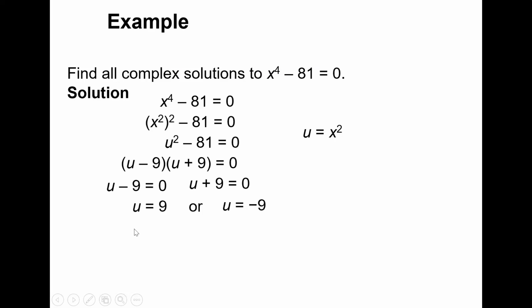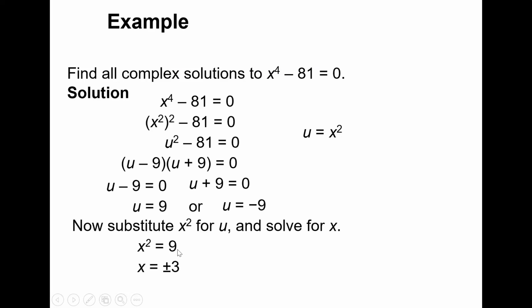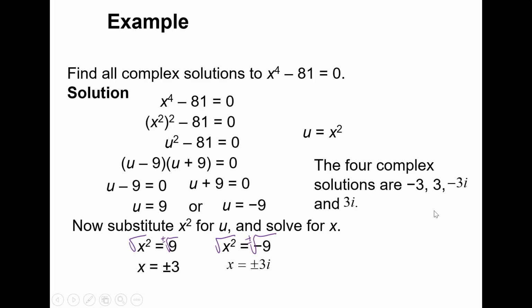But we said u is x squared, so we're going to set x squared equal to 9 and x squared equal to -9. Now we have to solve for this x, so we take the square root, plus or minus the square root of that. Plus or minus the square root of 9 is plus or minus 3. Now, this one is going to be a key. When we take the square root of -9, we're going to have an i in here. We pull out the -1, so we pull out the i, and plus or minus 3i is going to be our answer here. So we have four solutions, plus or minus 3 and plus or minus 3i. So there are four different solutions for this problem.